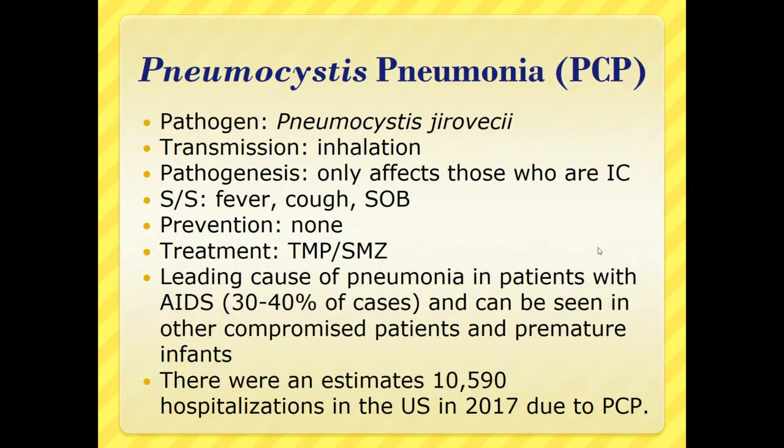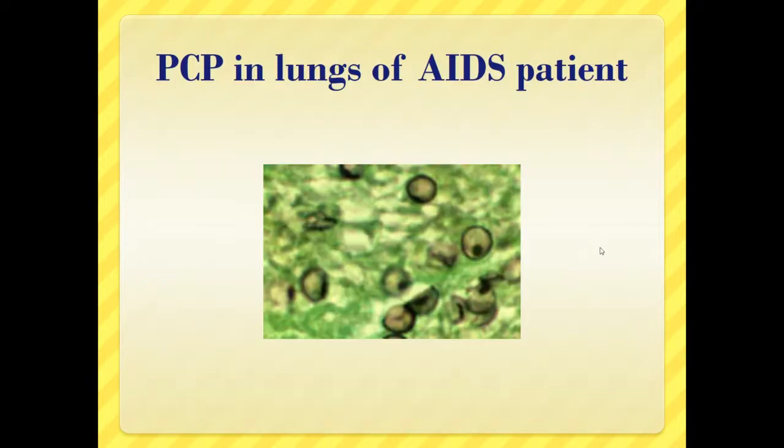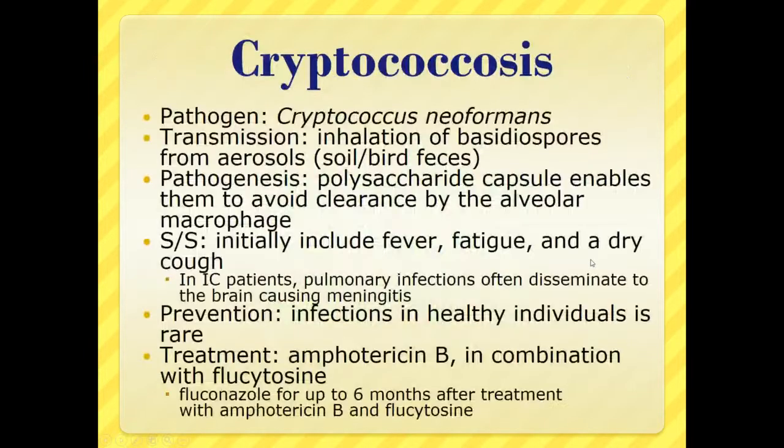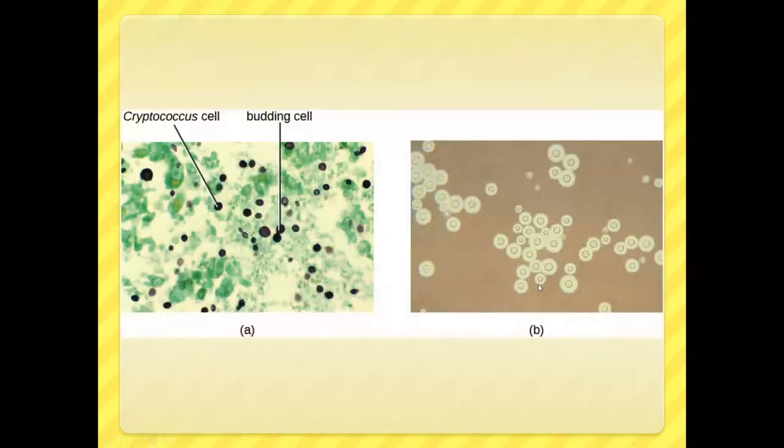Another one, pneumocystis pneumonia, sometimes called PCP, only affects those who are immunocompromised. And you see there, this is the leading cause of pneumonia in patients with AIDS. Cryptococcosis, fever, fatigue, dry cough, but again, very dangerous for those who are immunocompromised because it can spread to the brain.